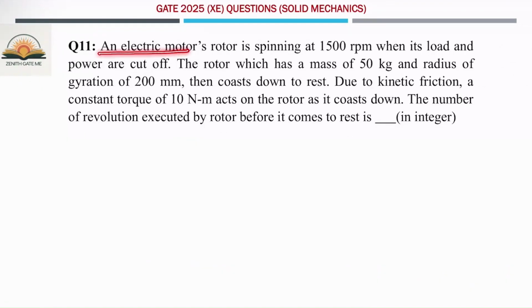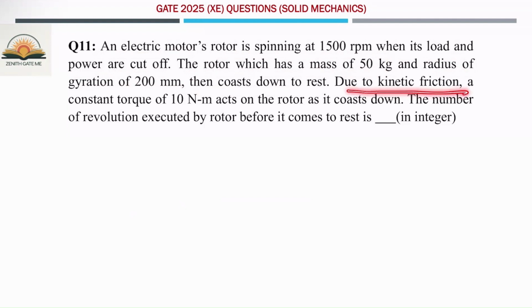An electric motor has a rotor which is spinning at 1500 RPM when its load and power are cut off. The rotor, which has a mass of 50 kg and a radius of gyration of 200 millimeter, is brought to rest because of friction only.